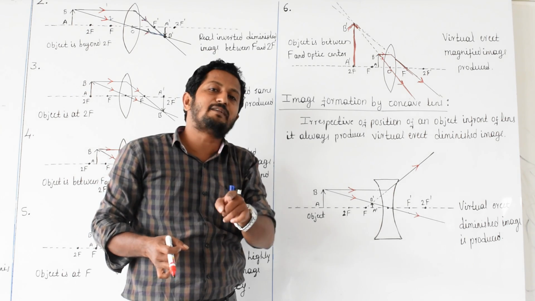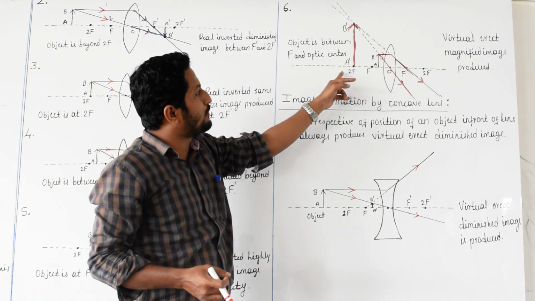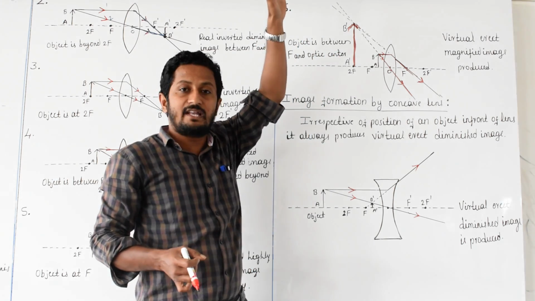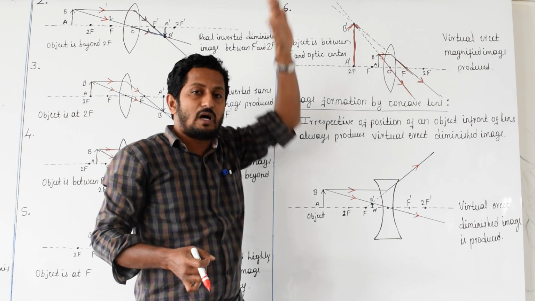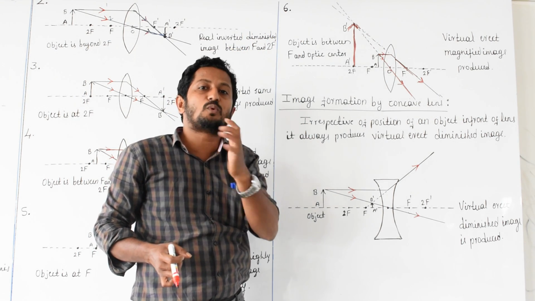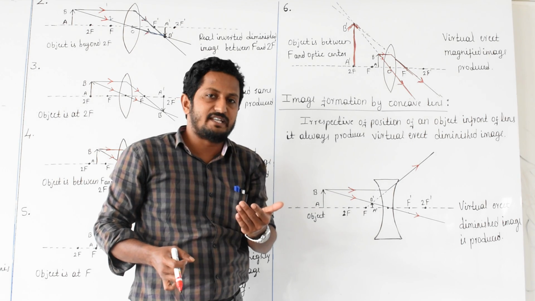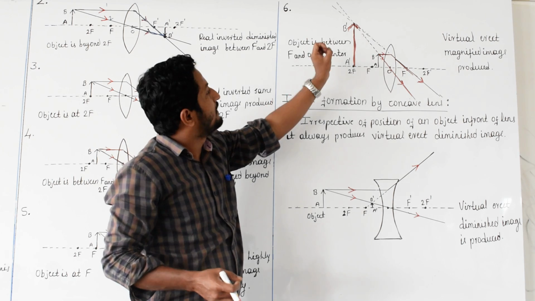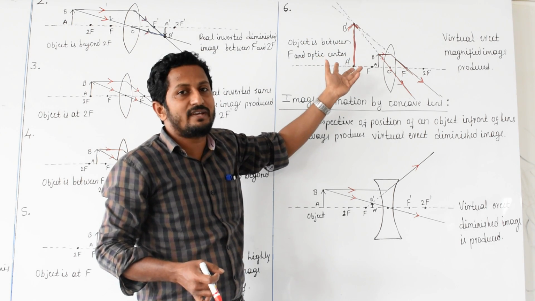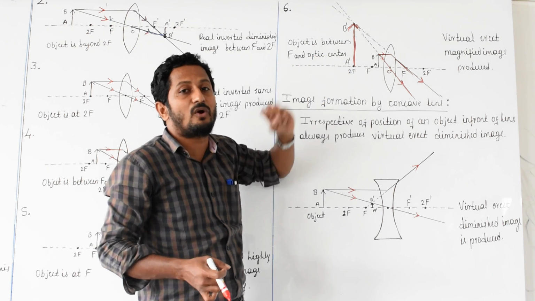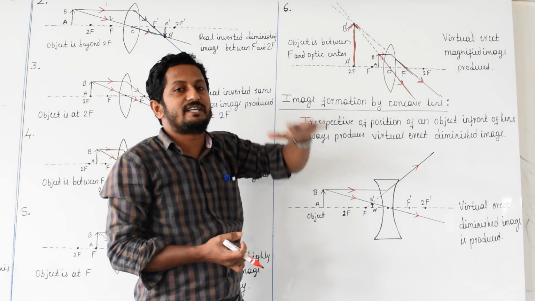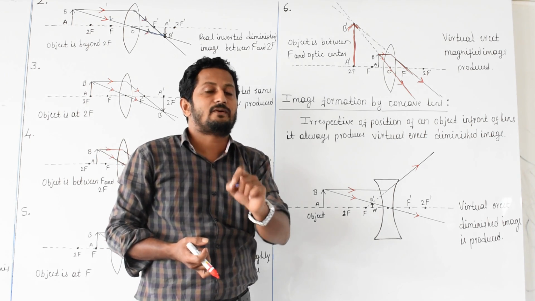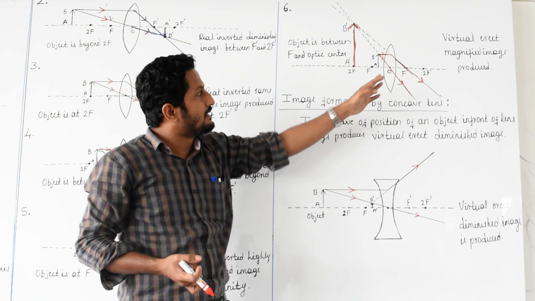Virtual, erect. Erect means what? Upright. How is that image there? The image is also vertical. We feel it is held vertically upward. Vertically held upward means what? Erect. So what is the nature? Virtual, erect, I mean upright. Diminished or magnified? How can we see? Here we can see it got magnified. So the nature is virtual, erect, magnified image. Okay? Yes, here we can observe what I have written.